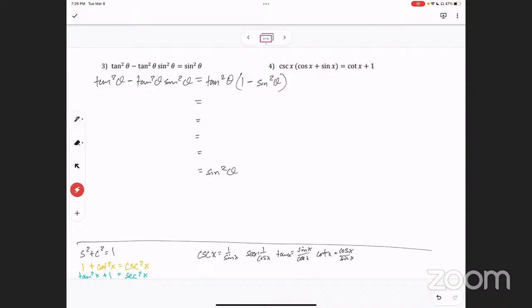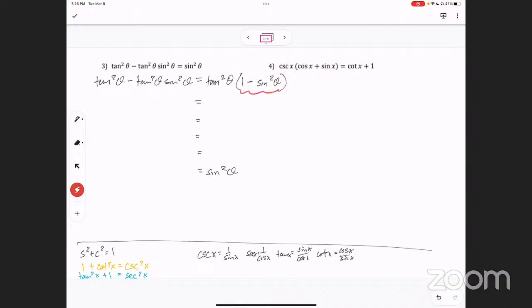So look at what I did. I factored this out of this term and this term. So a 1 would be left here, and a sine squared theta would be left here. Look at it, think about distributing it back in, and you'll see, oh yeah, that's the same thing.